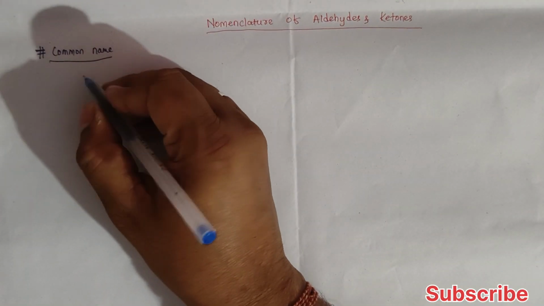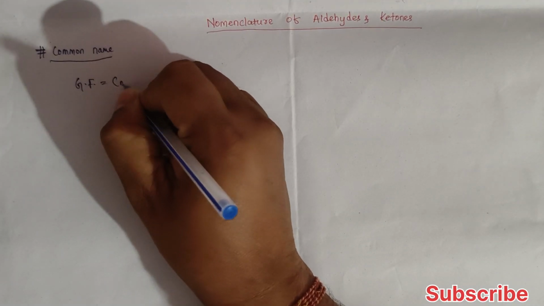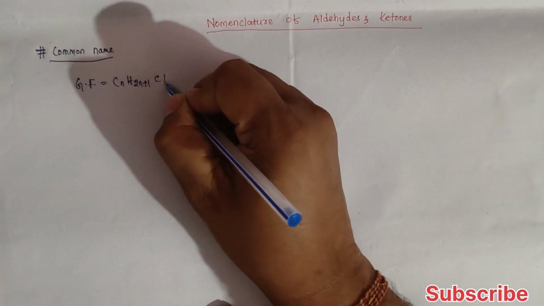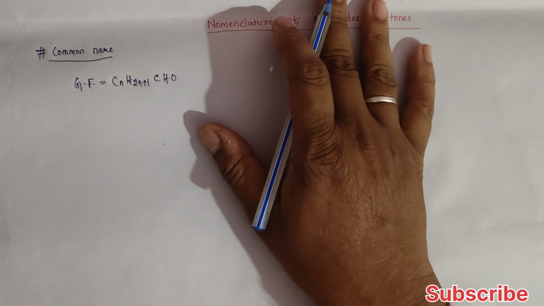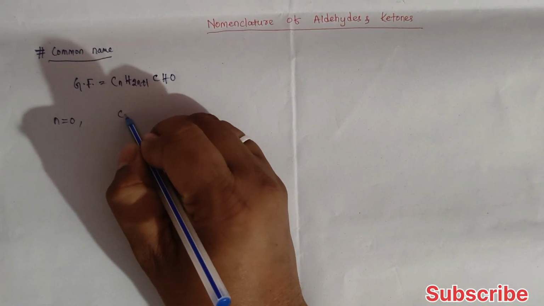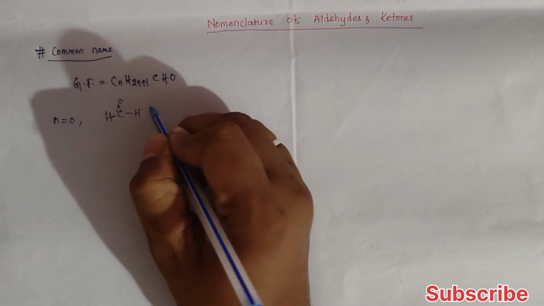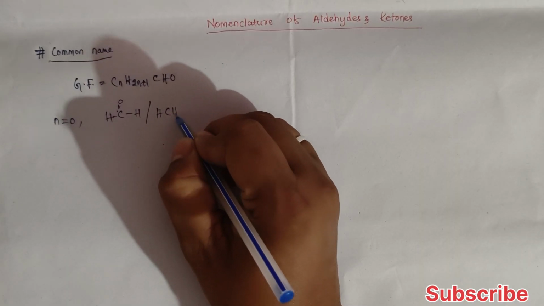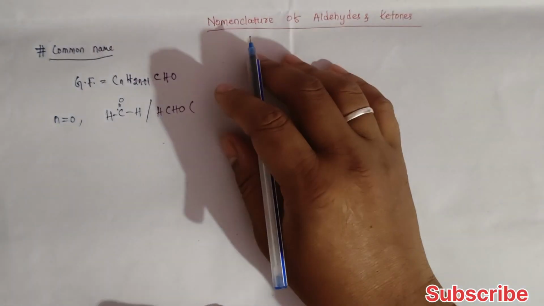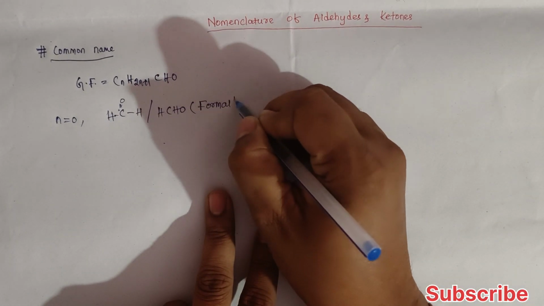Now, first of all, what is the general formula of an aldehyde? The general formula is CnH2n+1 CHO. Clear? Now put n equals 0. By putting n equal to 0, we get HC double bond O, or we can write HCHO. This compound is called formaldehyde.